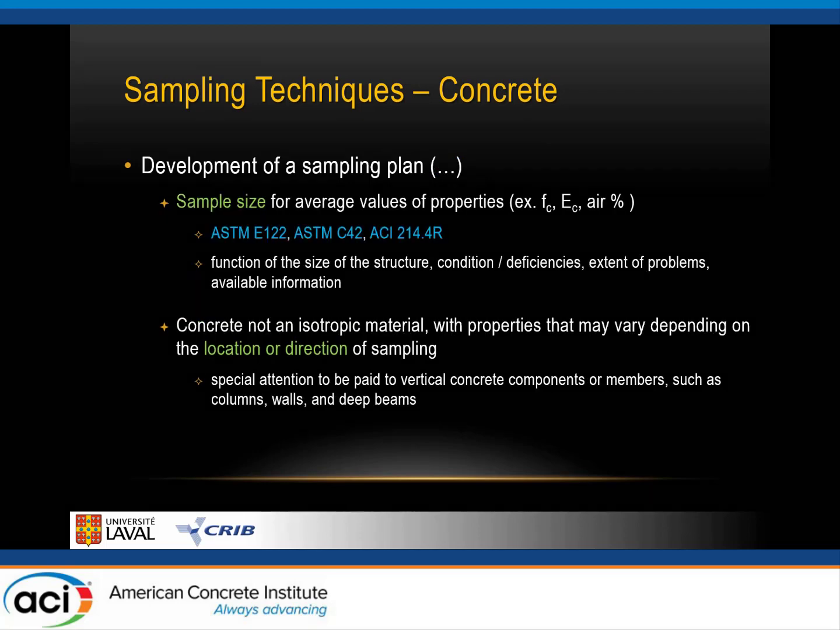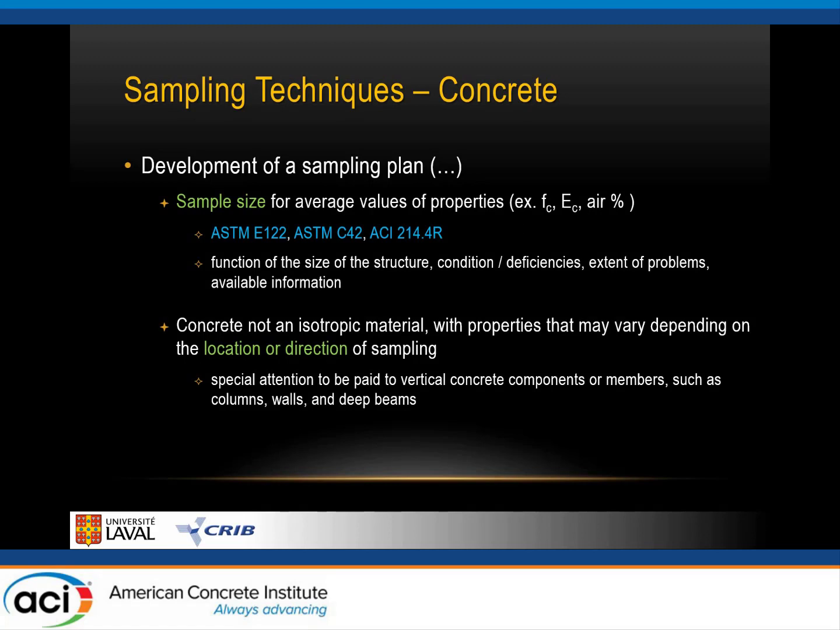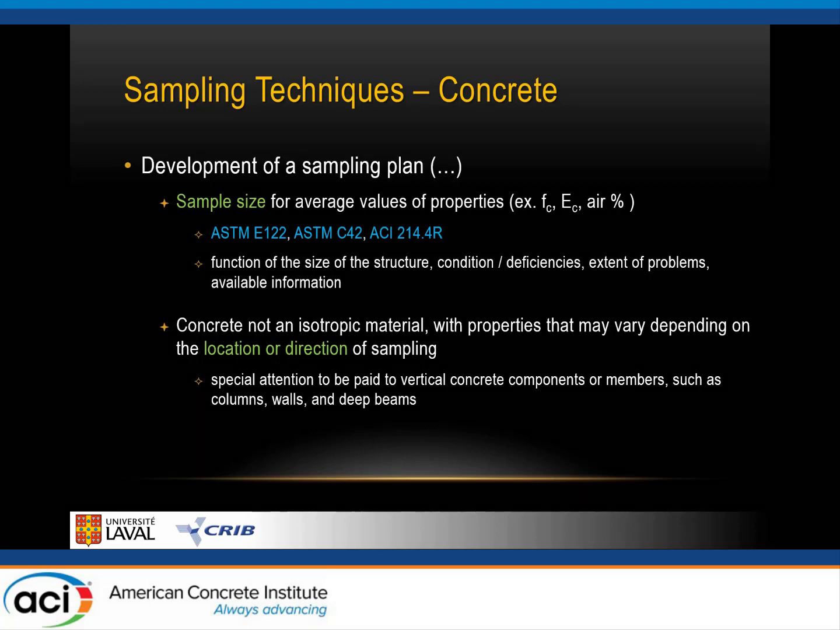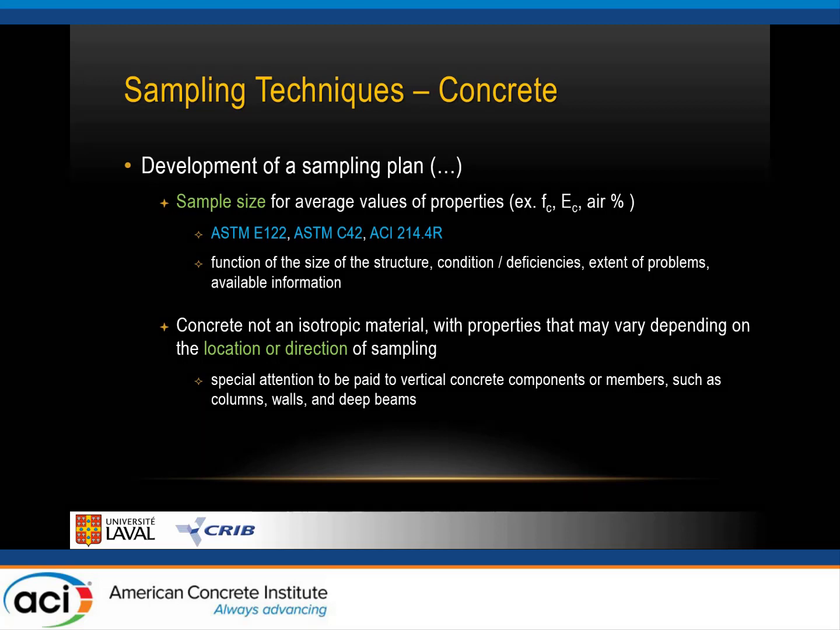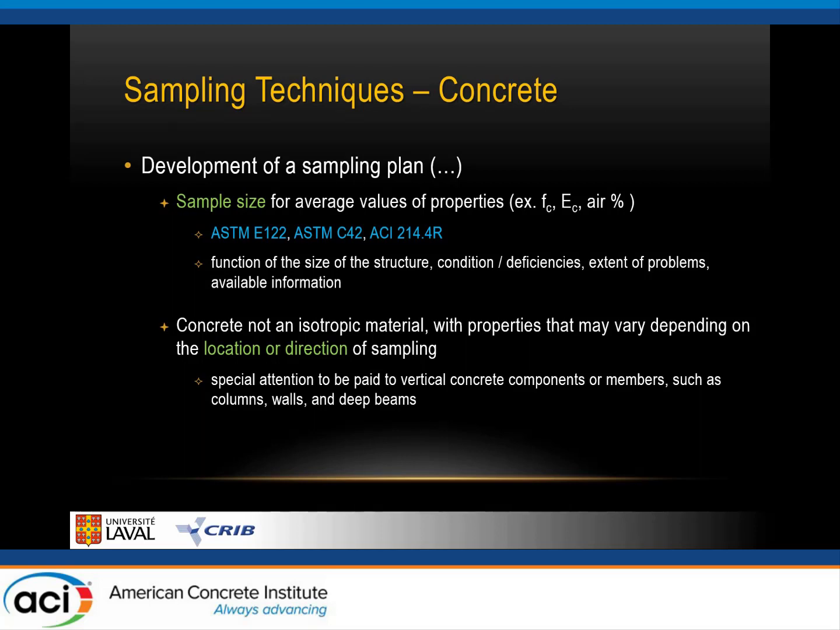So rapidly, sample size: we've got a lot of guidance in different documents like ASTM E122, like Ashok was saying before, ASTM C42 as well, and ACI 214. And it depends on the structure, the size, the extent of problems, and also the available information at the time the tests are being conducted.